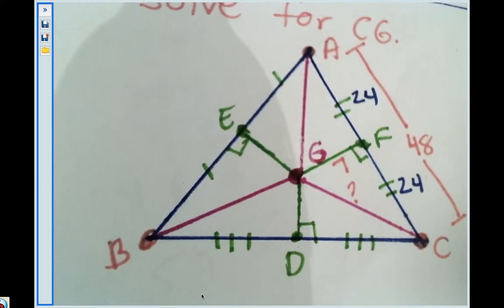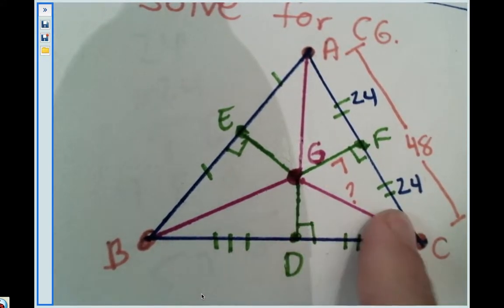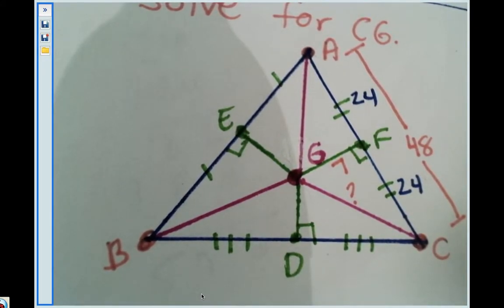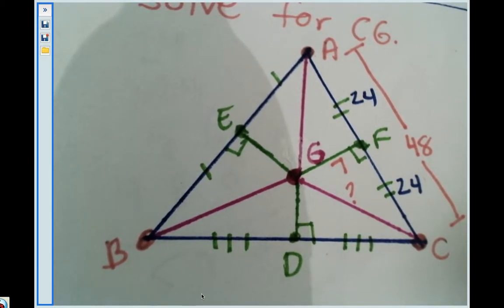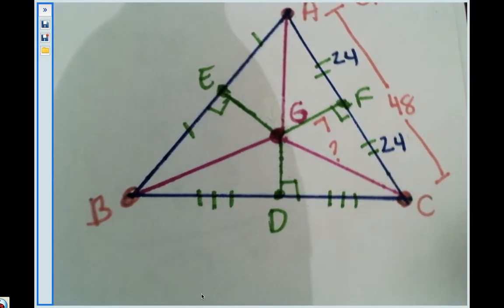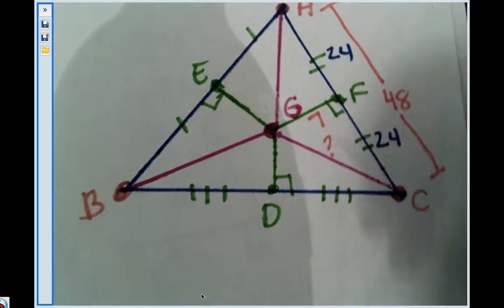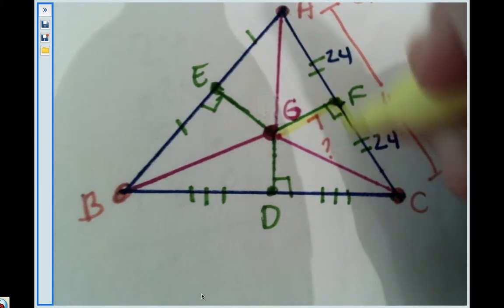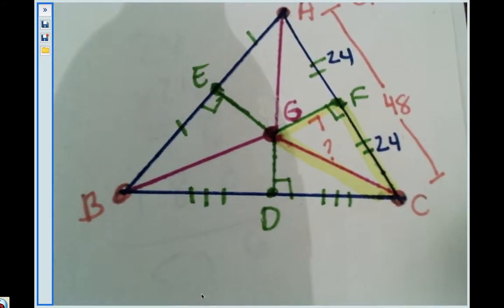Do you see anything in this picture that would help me to eventually solve for CG? Do you see any shapes within the shape that might help me solve? Anything? Do you see it? There is a right triangle inside of my triangle right here. Do you see that right triangle?